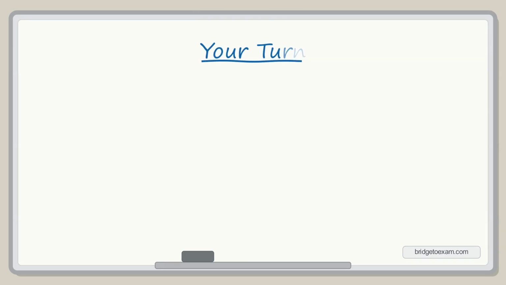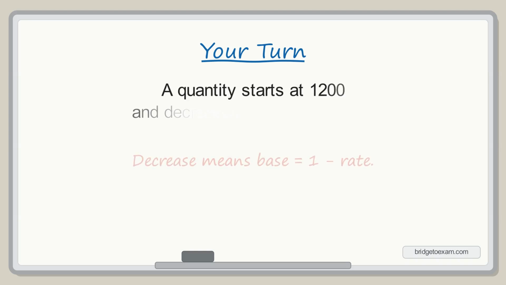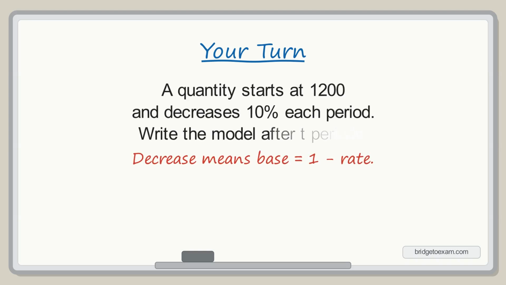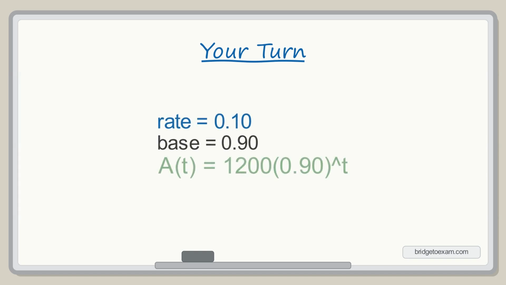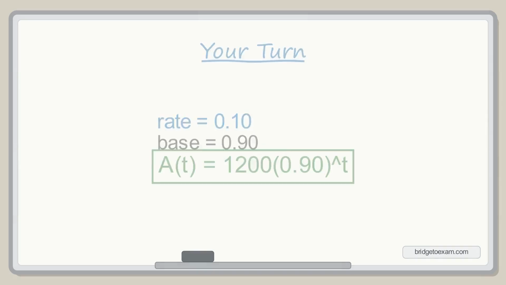Your turn. A quantity starts at 1200 and decreases 10% each period. Pause and write the model after t periods. A 10% decrease means 90% remains each period, so the base is 0.90. The model is 1200 times 0.9 to the t.